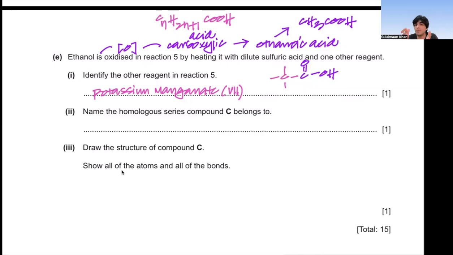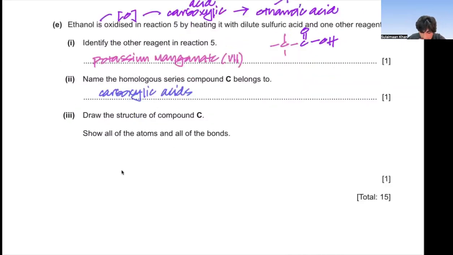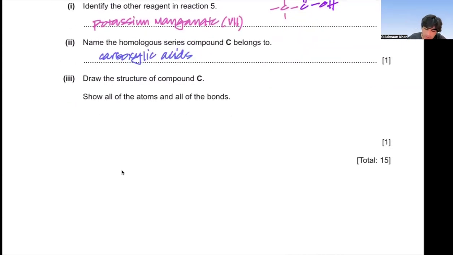I've told you this before, but not the students who haven't taken my classes. Achha, name the homologous series. What is that homologous series to which compound C belongs? That's carboxylic acids. Khatam. Draw the structure of compound C showing all atoms.